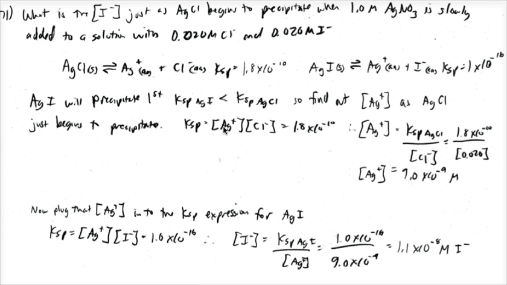So the Ksp again is 1.8 times 10 to the negative 10th for AgCl. There's your Ksp expression. You rearrange that to solve for your Ag+ ion, knowing what your chloride ion is and knowing what your Ksp is. You're told what your chloride ion is back up here in your original given information, 0.020 molar. You can find out that the silver ion concentration will be 9 times 10 to the negative 9th molar. Now plug that concentration of the silver into the Ksp expression for AgI, and you can find out what the iodide ion should be when the precipitation just begins. So you rearrange your Ksp expression, you solve out that it's 1.1 times 10 to the negative 8th molar iodide.